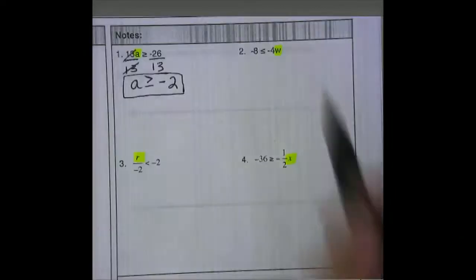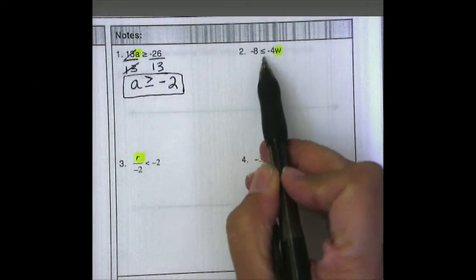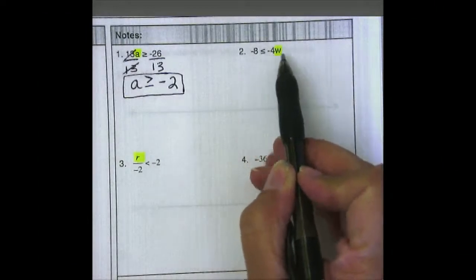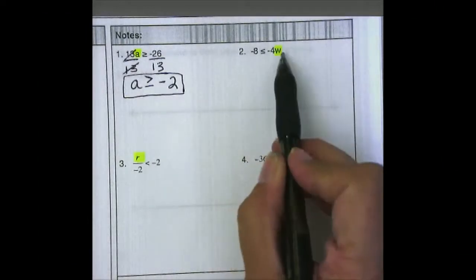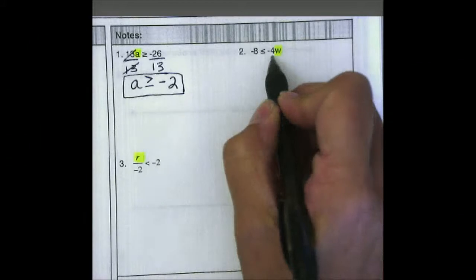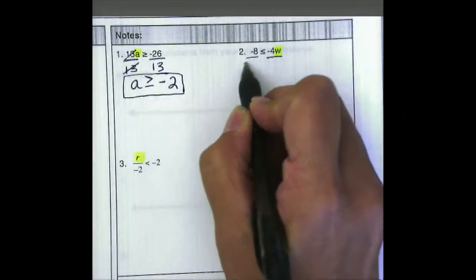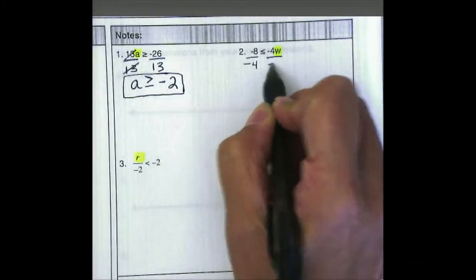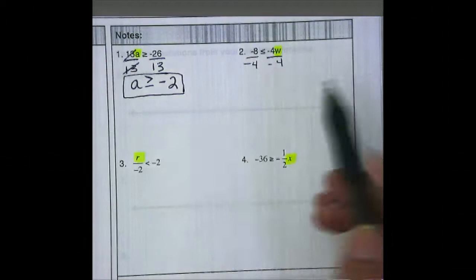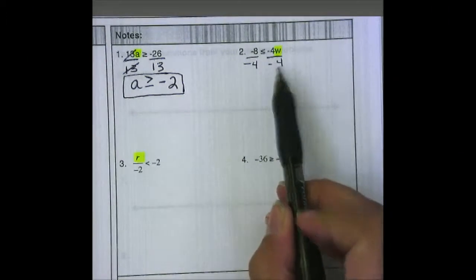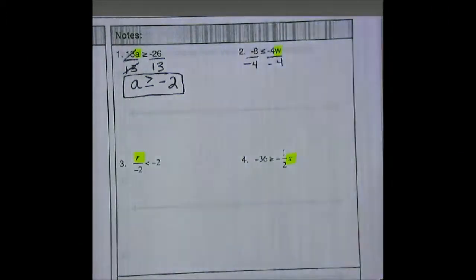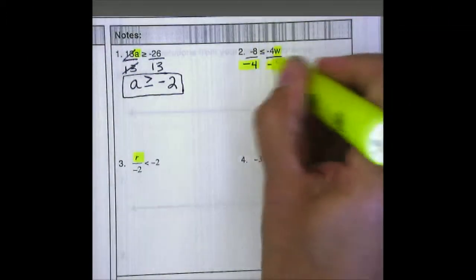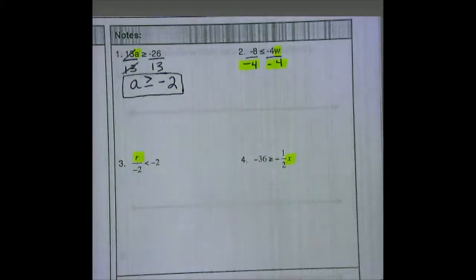Let's take a look at number 2. Negative 8 is less than or equal to negative 4 times w. In order to get the w alone, we need to divide both sides by negative 4 to undo that multiplication. So this time we are dividing by a negative. If you want to, you can highlight that to show that we've divided by a negative number.